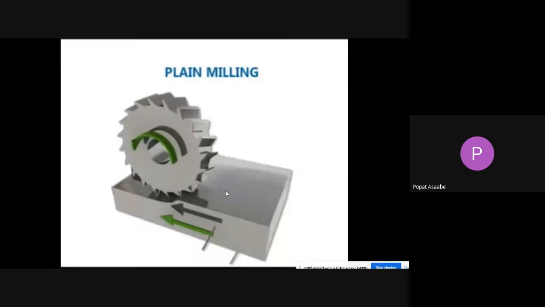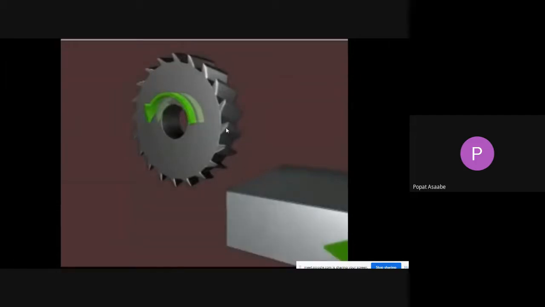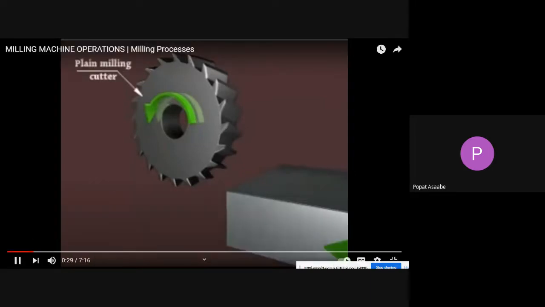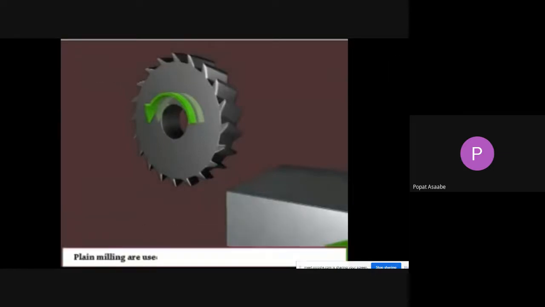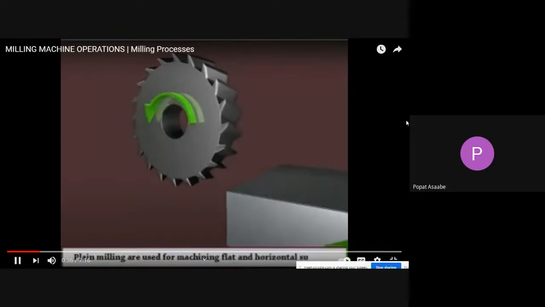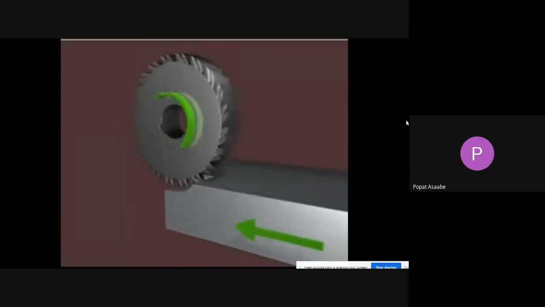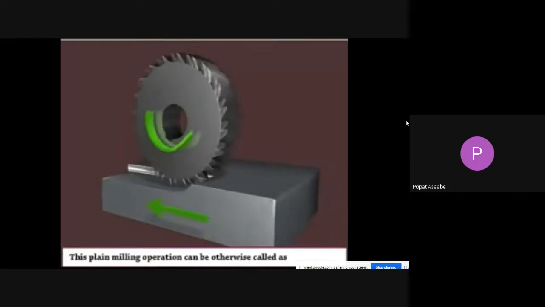See, this is the first operation, the plane milling. The cutter is there, this is the workpiece, and with the help of that, we can produce the flat surface. See how it is removing the material.